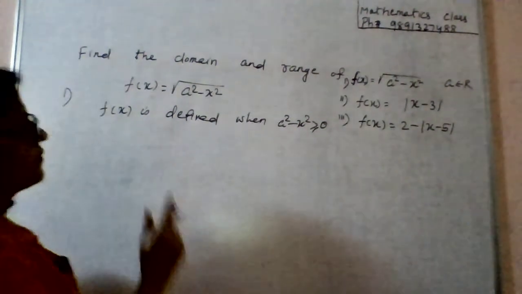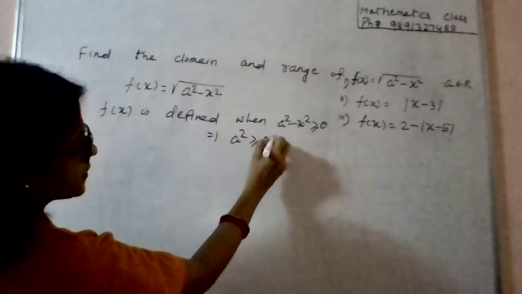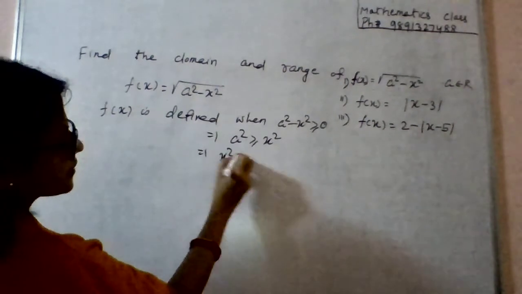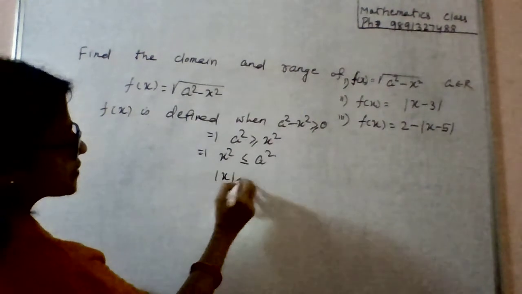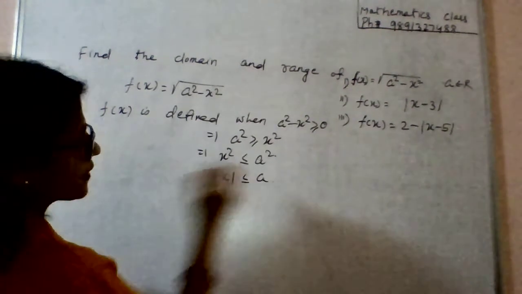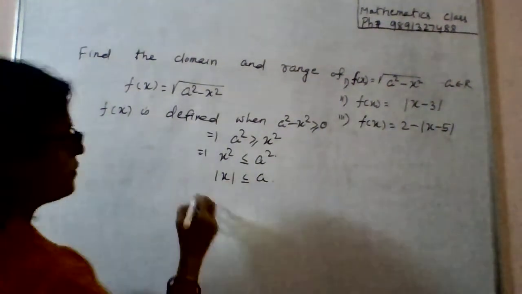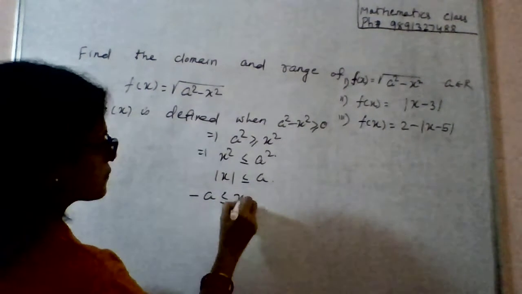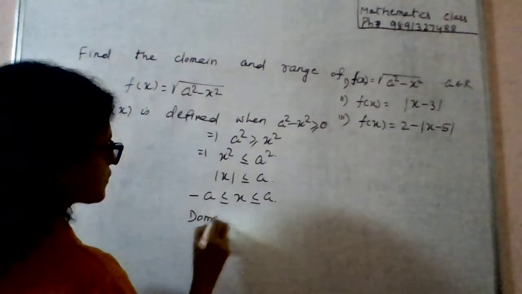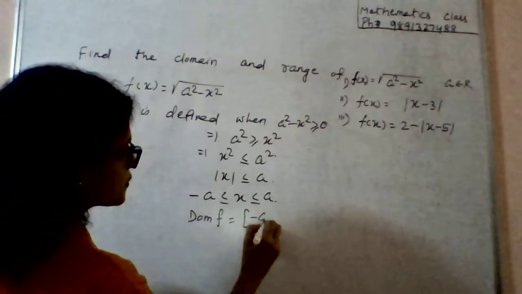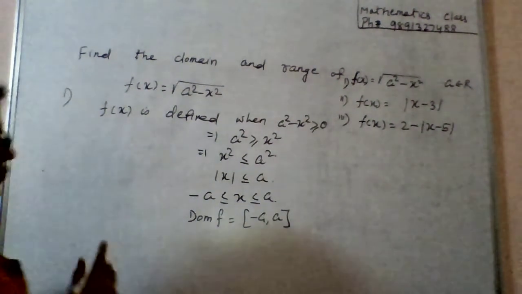It can't be negative. So this implies a square is greater than or equal to x square, that is, x square is less than or equal to a square. Taking the square root of both sides, mod x is less than or equal to a. Now by using properties of the modulus function, minus a is less than or equal to x is less than or equal to a. So the domain of the function is the closed interval minus a to a.